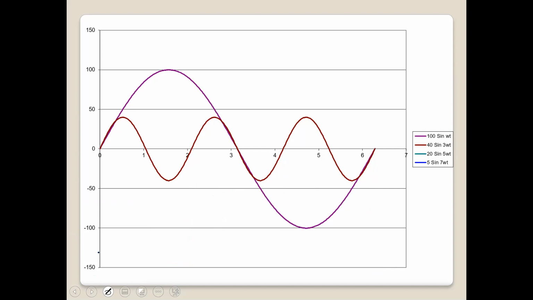So I can now put in the other waveform, the 20 sine 5. So I have 5 waveforms within the same periodic time. And for my 7, I have 7 waveforms. Okay. Now, what I'm going to do is to add these waves. How do we go about adding the waves?